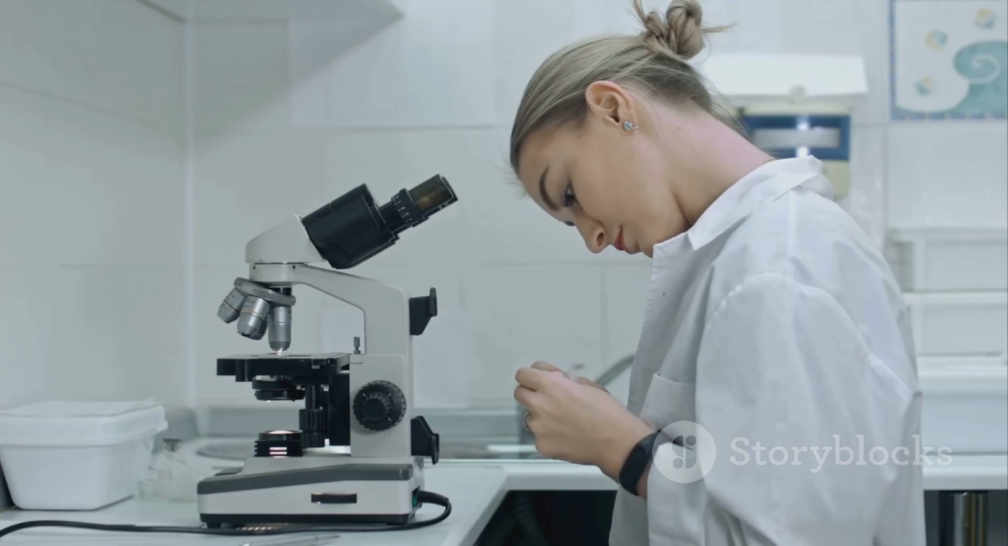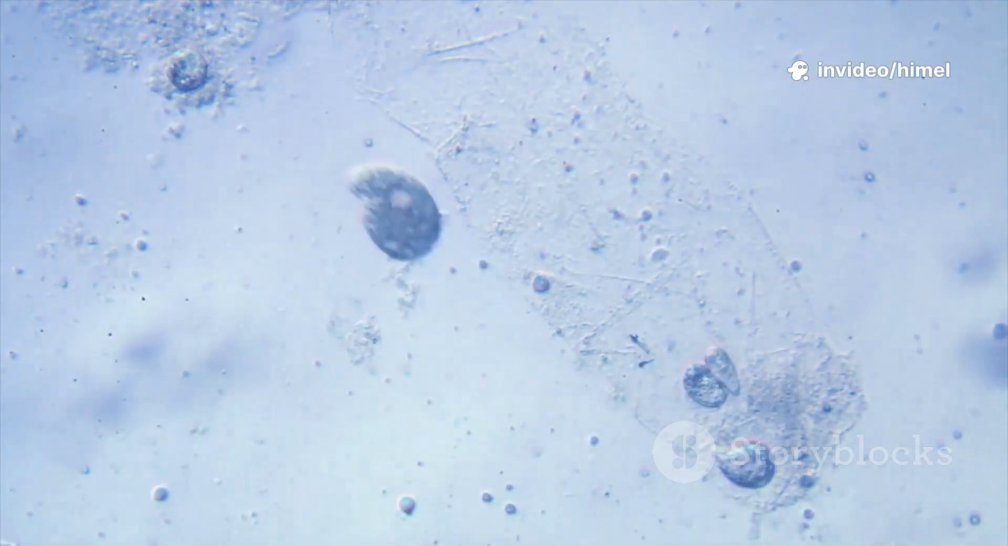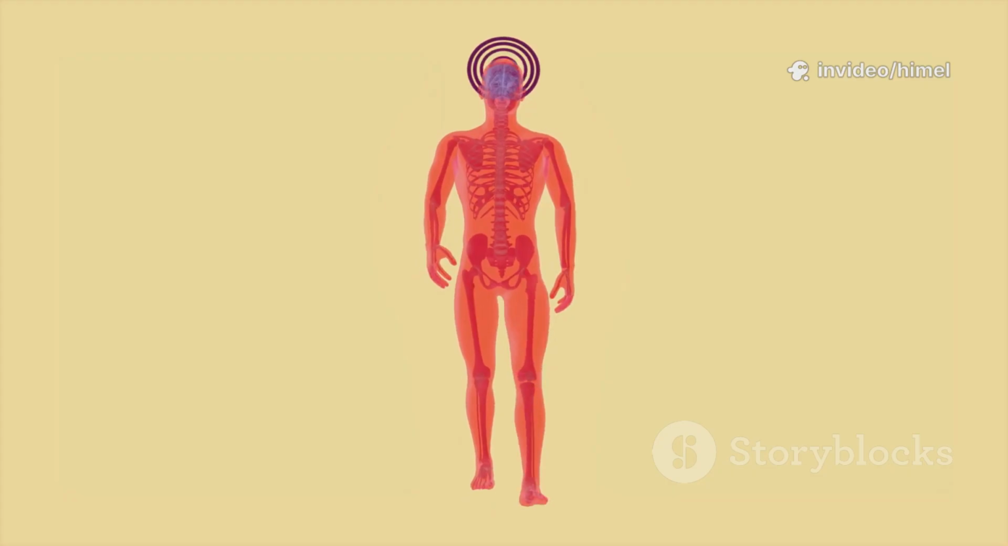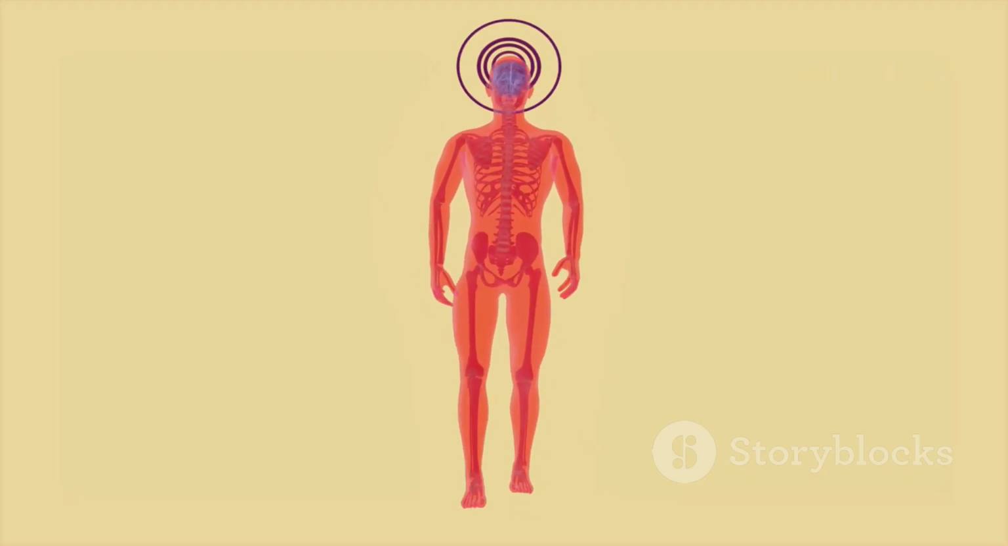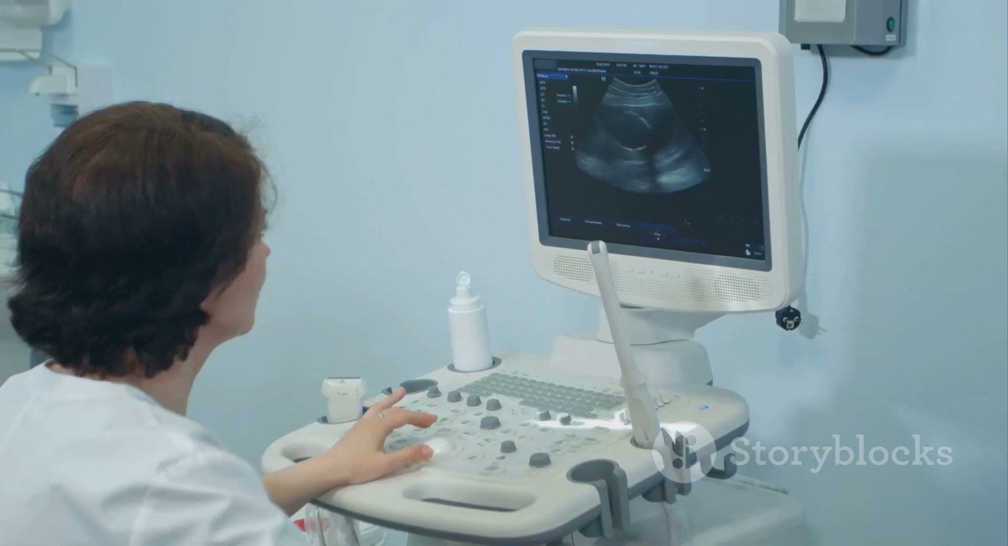The tube walls have mucosa with columnar epithelium including ciliated and secretory cells, a muscularis layer with smooth muscle, and a serosa of connective tissue. The uterus consists of the body and cervix. The uterine wall has 3 layers: the endometrium, myometrium, and perimetrium.